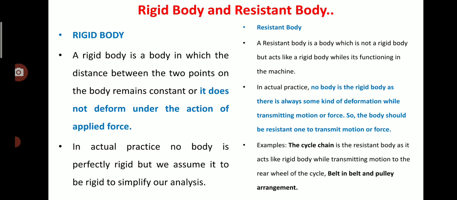As an example of a resistant body, you can say that the cycle chain is a resistant body as it acts like a rigid body while transmitting the motion to the rear wheel of the cycle. So when we pedal the cycle, the motion is transmitted through the chain, and that's why the cycle chain is given here as the example of a resistant body. Another example is the belt in a belt and pulley arrangement. There is a belt and pulley arrangement, so the belt is also called a resistant body.